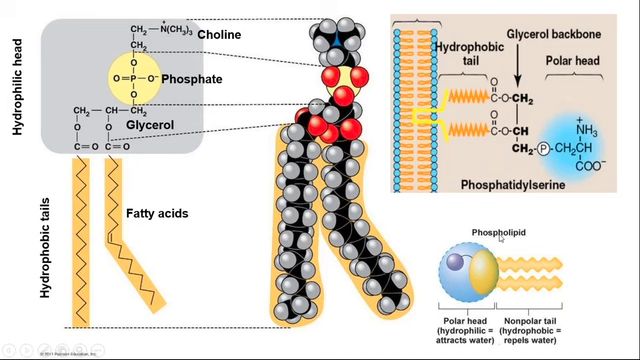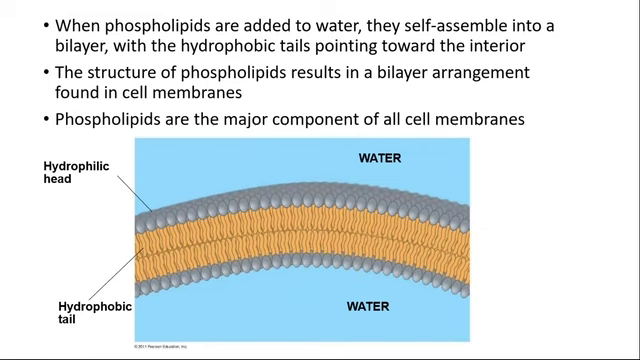So if you represent a phospholipid, you have a polar head and a non-polar tail, and therefore they are used as emulsifying agents, and we will see how they form what is called the phospholipid bilayer in membranes.